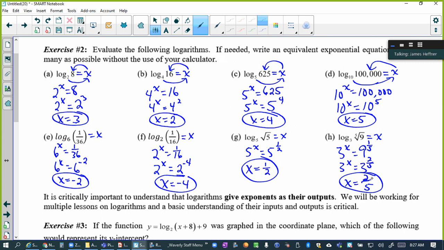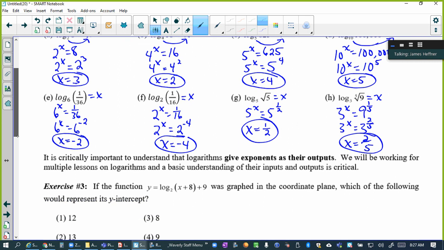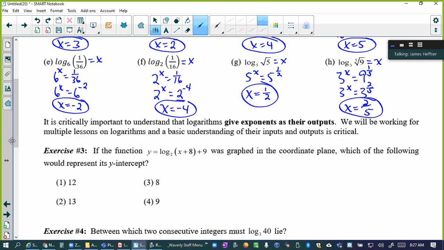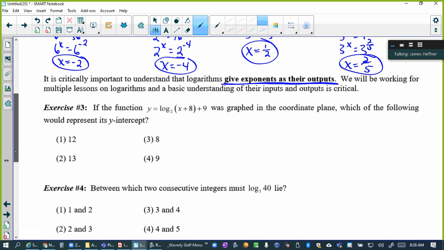Okay, let's move on to exercise 3. Before that, it's critically important, right? Logarithms give exponents as their outputs, okay? So when you take the logarithm of some base and number, you end up getting the exponent. All these values of x that we got, are they not what the exponent is supposed to be? They are, okay? All right, exercise 3.